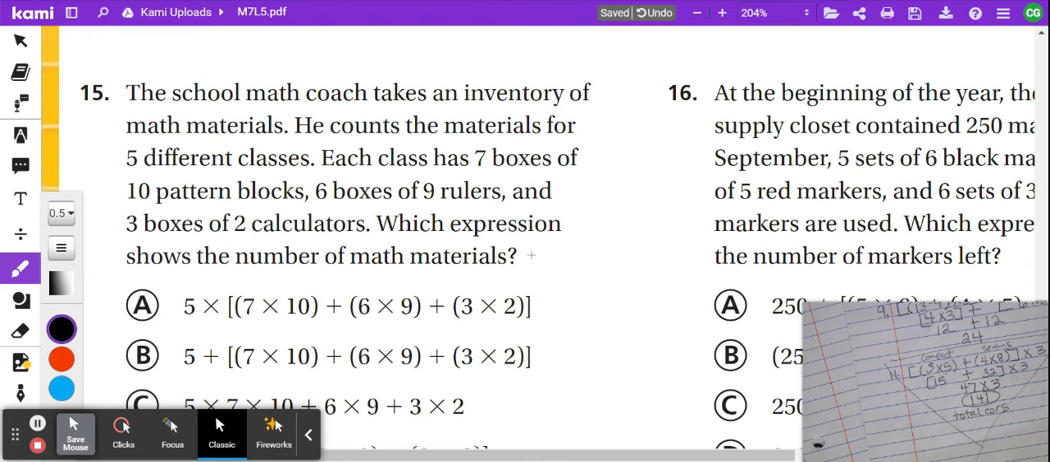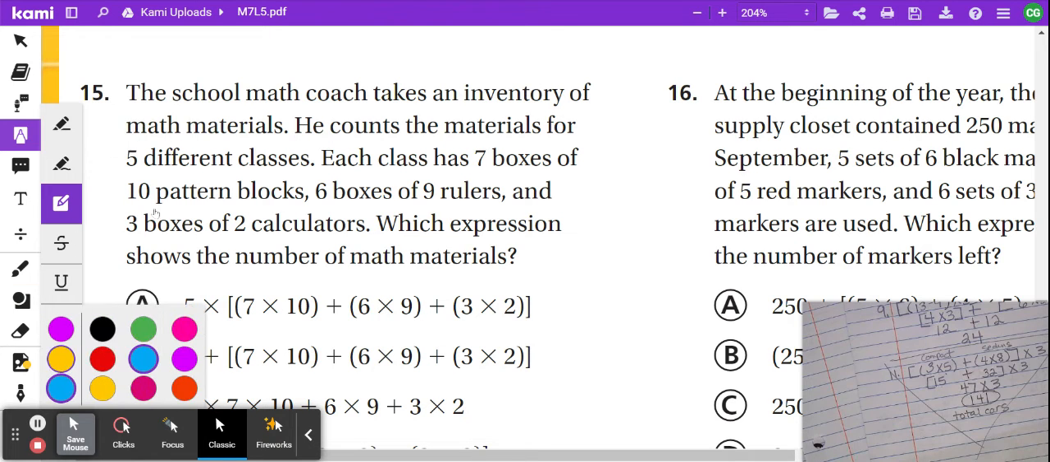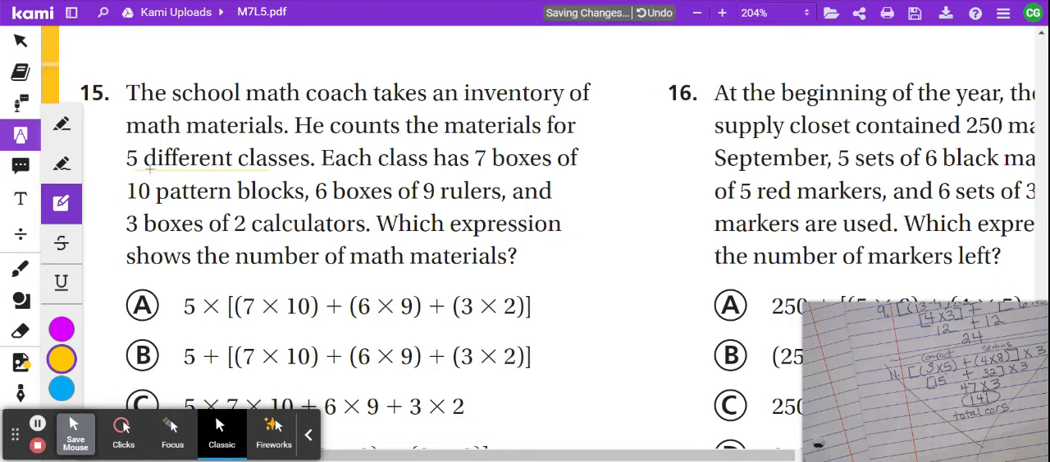Okay, so number 15. The school math coach takes an inventory of the math materials. So we all went to the math lab today, so we were able to see most of the math materials that we have. He counts the materials for 5 different classes. Each class, so I have 5 different classes. Each class has 7 boxes of 10 pattern blocks. That of means what? Very good, multiplication.